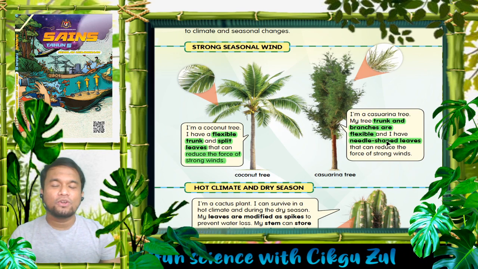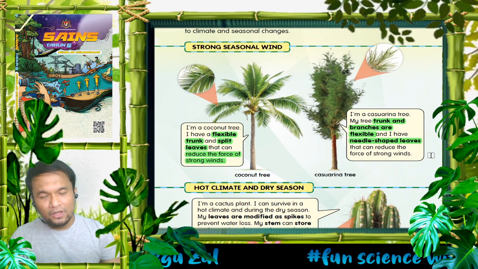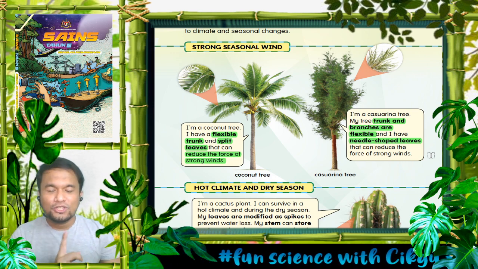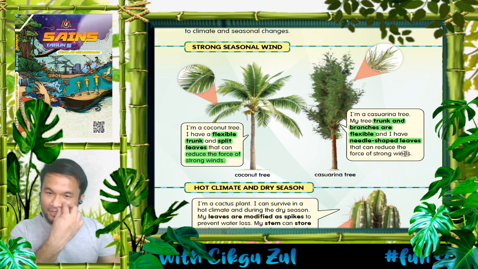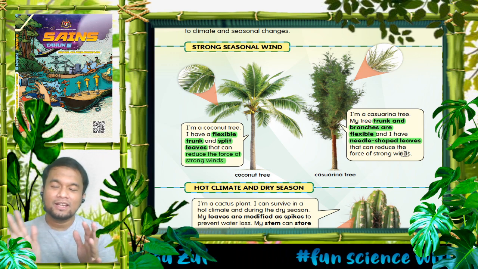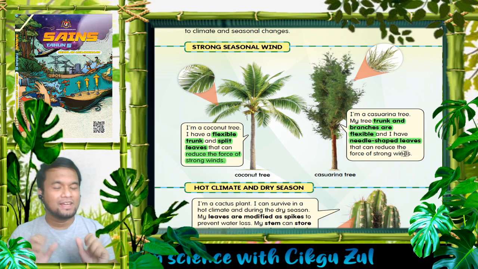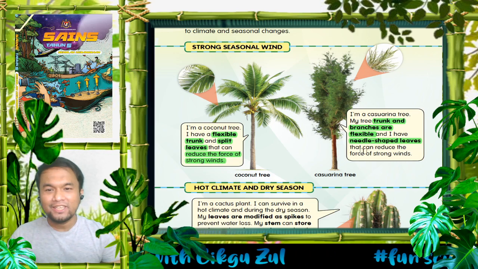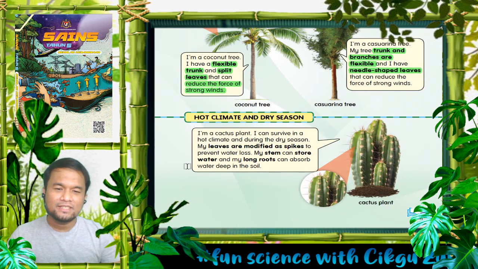What is the purpose? Also to reduce the strong force of the winds. I'm sorry, okay? Kalau kamu tengok dekat situ, itu adalah kegunaan daun dia berpecah-pecah ataupun daun yang berbentuk seperti jarum. Okay, now let's go on to hot climate and dry season plants.